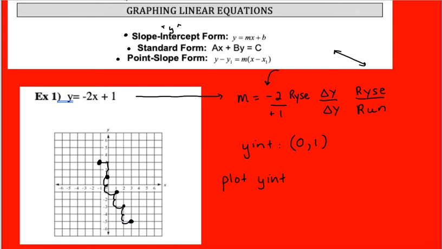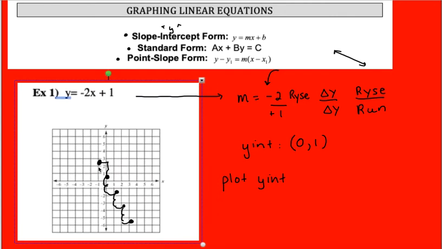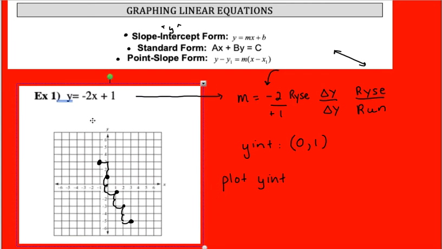Then I'm going to take my line and do my best to draw a nice line through those points. I want to make sure you try and go off the graph. Don't stop inside the graph, and put arrows at the end because lines go on forever. And that's how I graph a line in slope-intercept form.